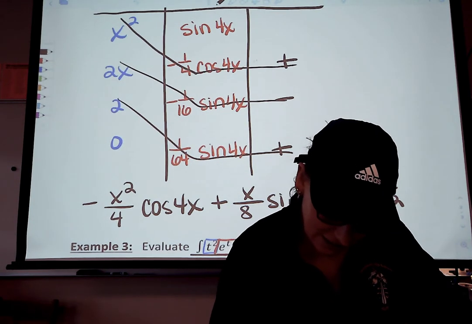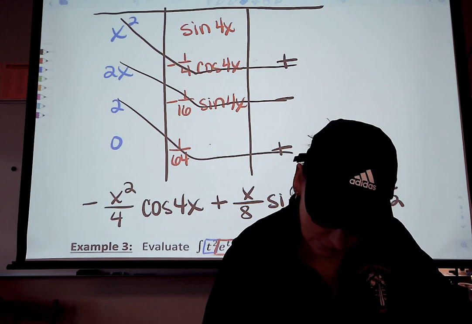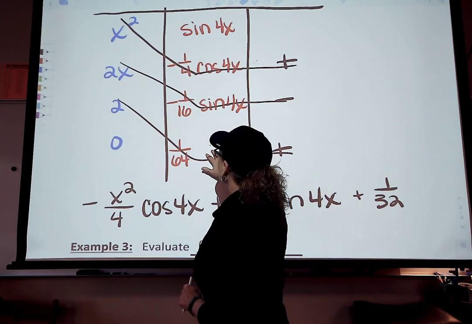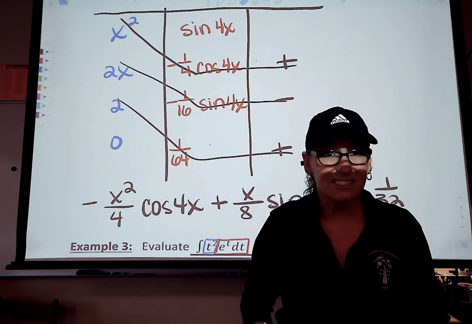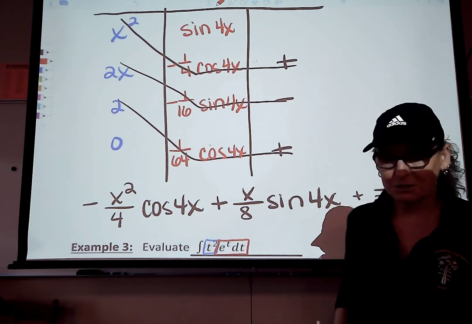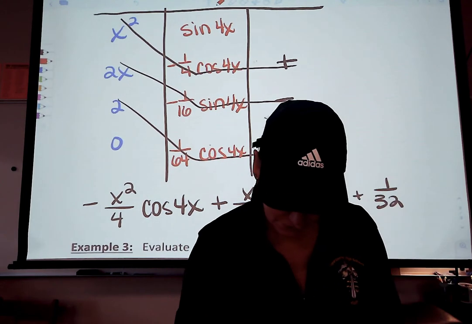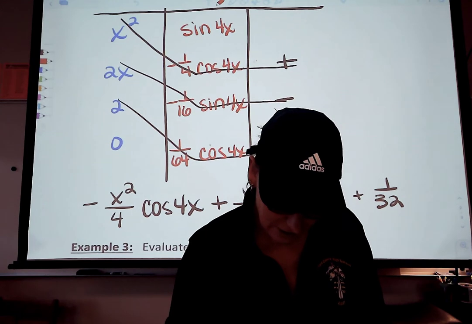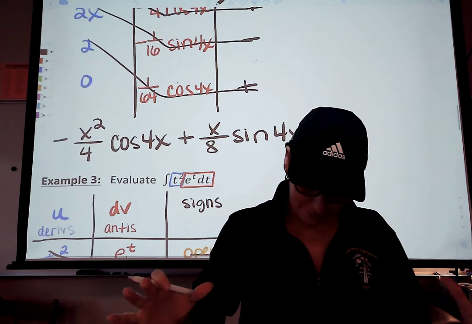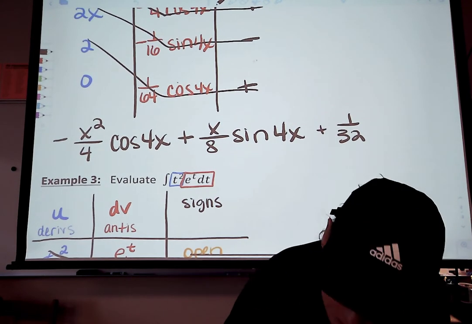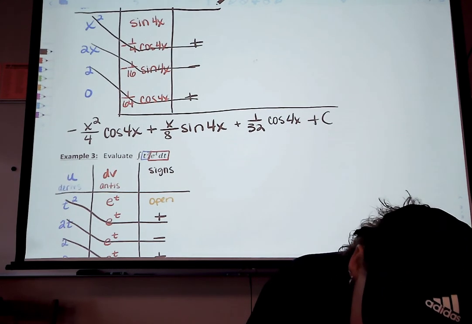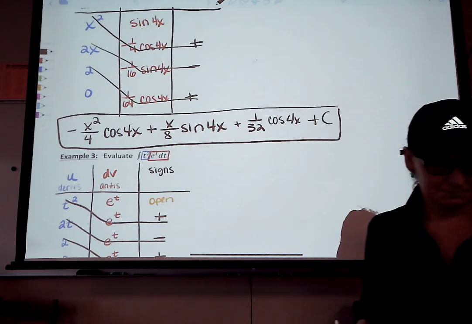Okay, so my red antiderivative was cosine. Derivative of cosine is negative sine. I wrote that wrong. I think I said it right. Is that what y'all had? Let me check. The derivative of that is negative sine times the derivative of messy for, yeah, that looks right. Okay, so where am I? 1 over 32 cosine 4x plus c. The tic-tac-toe method.